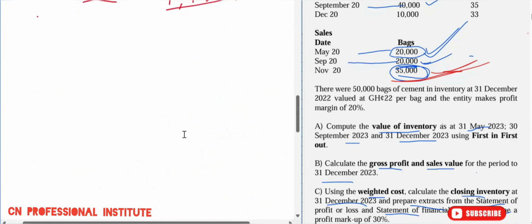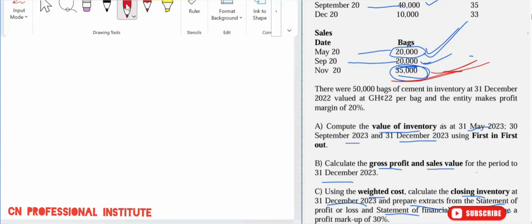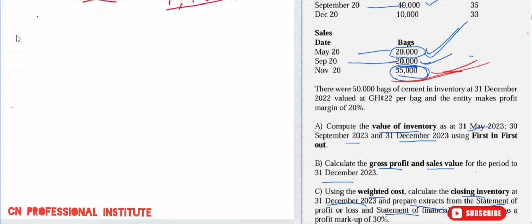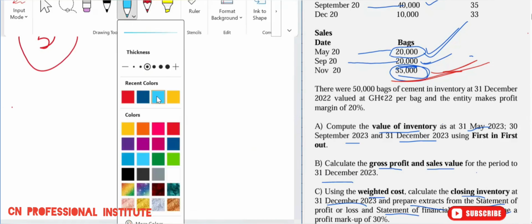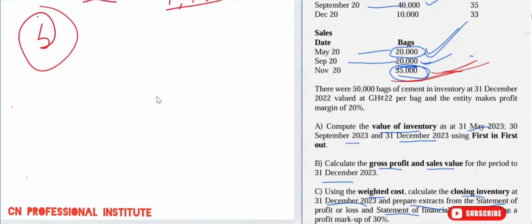Now let's go and do the B. This question is a bit tricky. It's a very nice question. So let's go and do the B. The B says we should compute the profit. So we should compute the gross profit and sales value.